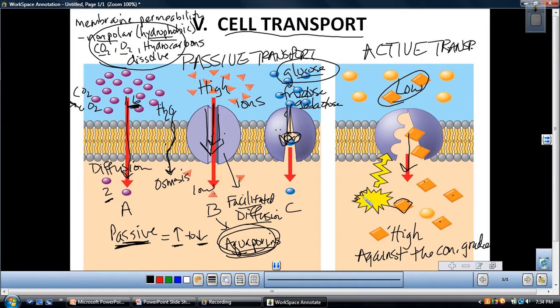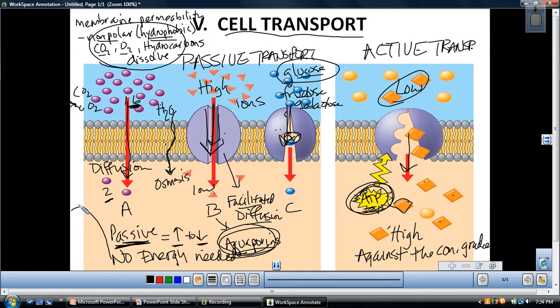But do you see this little yellow thing? This is representing the use of energy. So to go from a low concentration to a high concentration is going to require ATP. Passive transport, no energy is needed. Okay, no energy needed. The reason being, guys, is things want to go the path of least resistance.